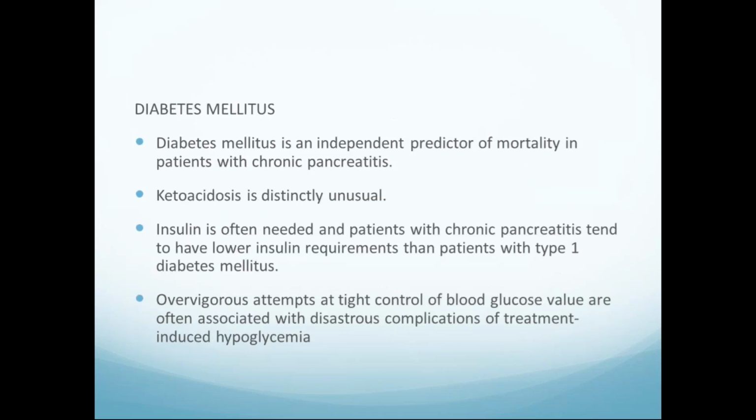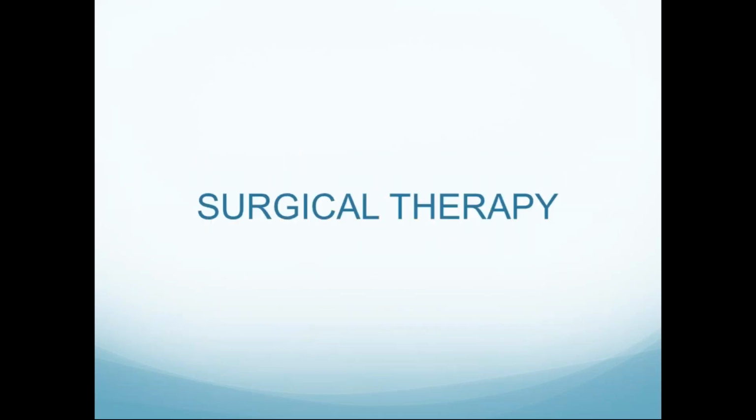So coming to diabetes mellitus, how do you manage the patient with diabetes mellitus? If untreated, the patient may go directly into ketoacidosis. Insulin is often needed in this type of patient, and patients with chronic pancreatitis tend to have a lower insulin requirement. Patients with type 1 diabetes need vigorous attempts at tight control of glucose, but low glucose values are often associated with the disastrous complication of treatment-induced hypoglycemia.